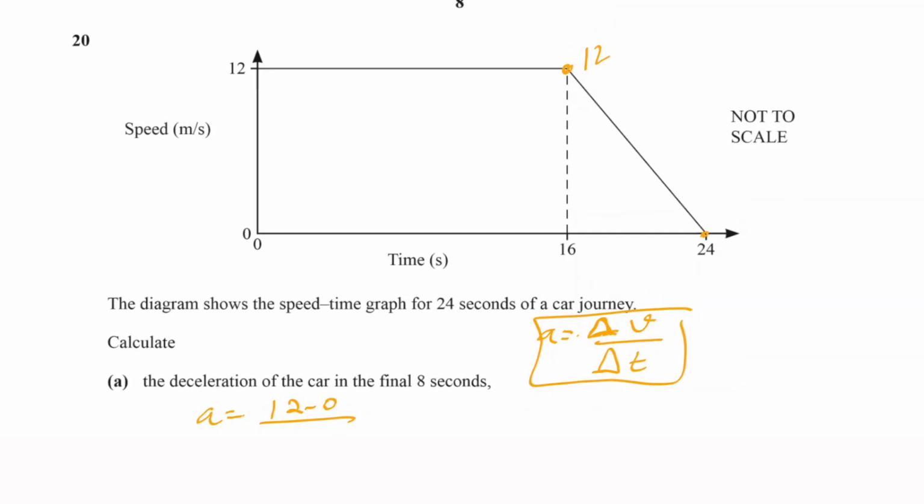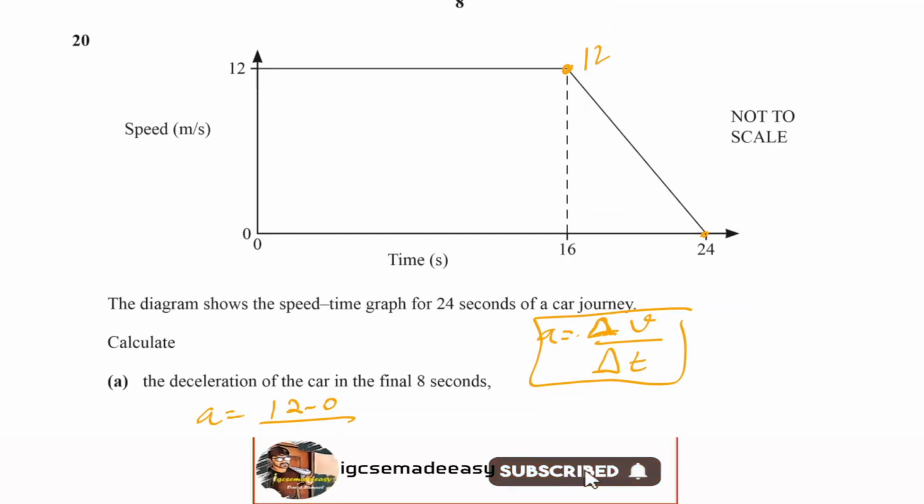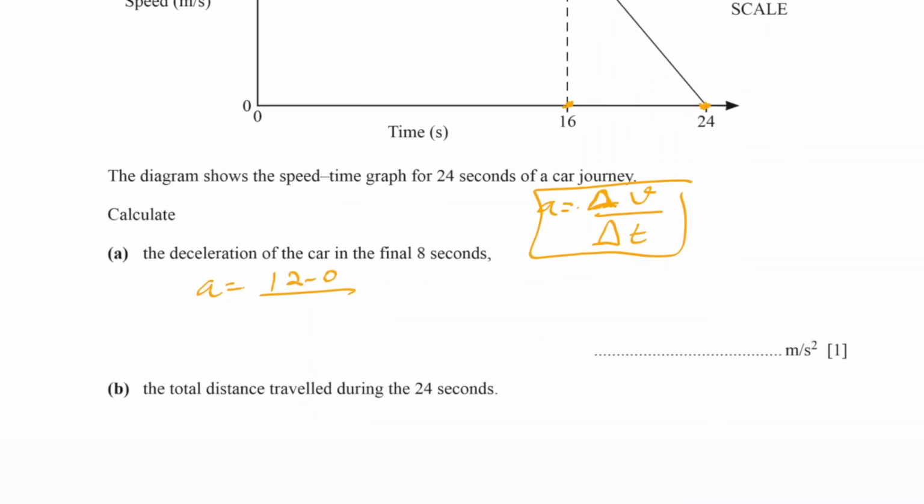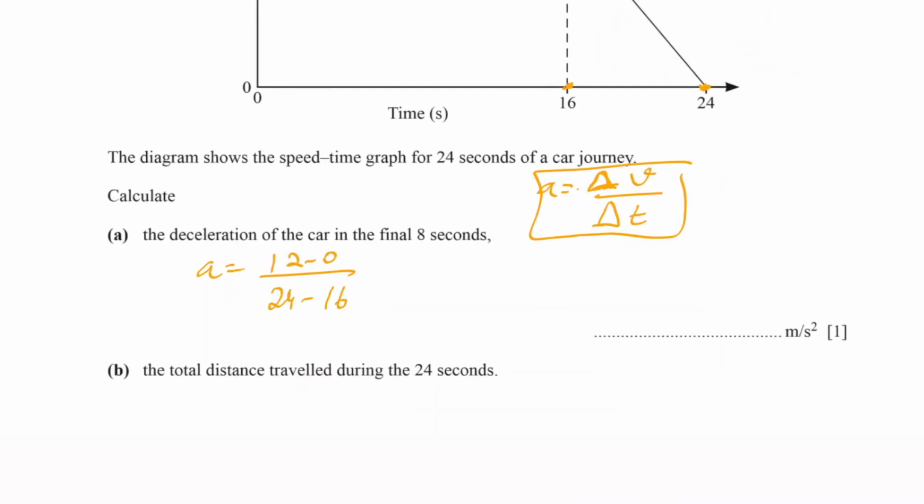So the change in speed is 12, before it was 12 and now it is 0, and the change in time is 24 minus 16, right? 24 minus 16 is 8. So deceleration is equal to 12 by 8. If we use our calculator to divide 12 by 8, that gives you 3 by 2 or 1.5. So deceleration is 1.5 meters per second square.